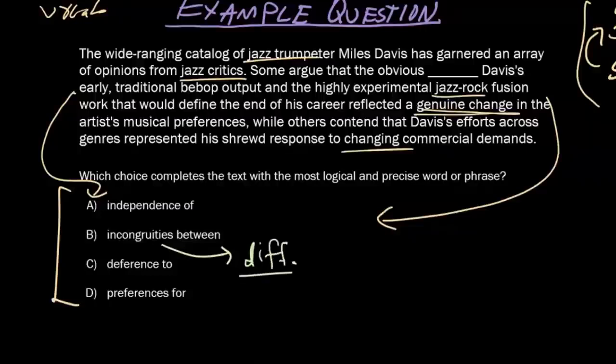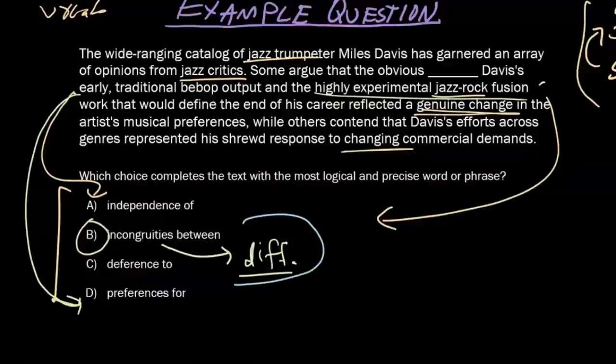Now, deference to. Some argue that the obvious deference to Davis's early traditional bebop and the highly experimental jazz rock fusion work that would define the end of his career reflected a genuine change. Well, deference to doesn't really make sense there. He's not deferring to anything. If anything, he's deferring to this because that's what he eventually switches to. Some argue that the obvious preferences for Davis's early traditional bebop and the highly experimental jazz rock fusion work that would define the end of his career reflected a genuine change. Well, preferences for doesn't really make sense either, especially because if he had a preference for this, he wouldn't choose a switch. So the answer should be this one, just out of process of elimination.